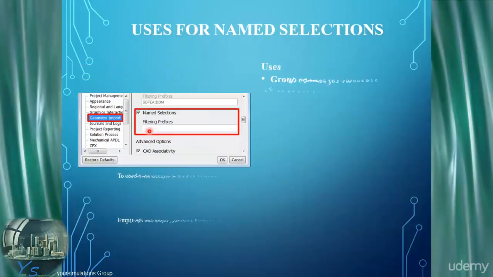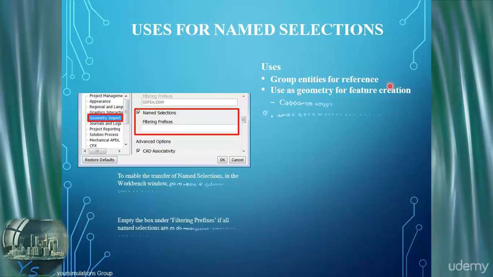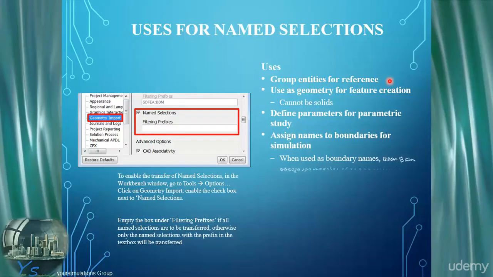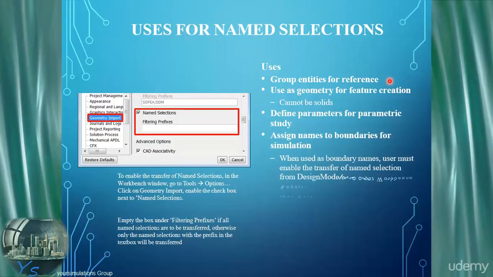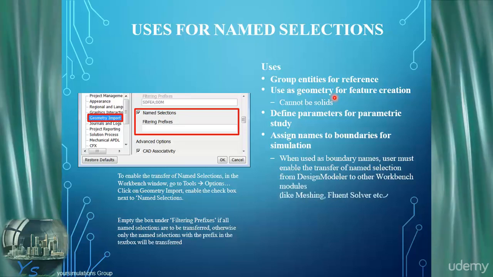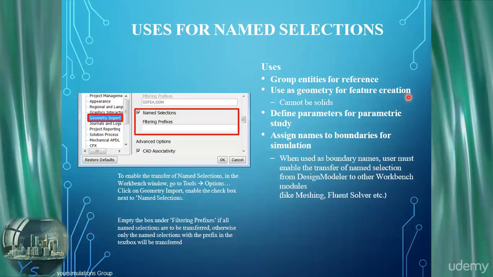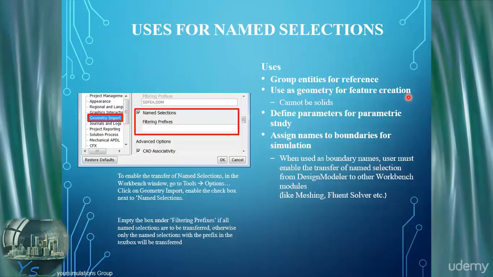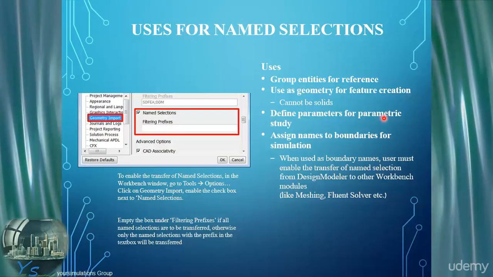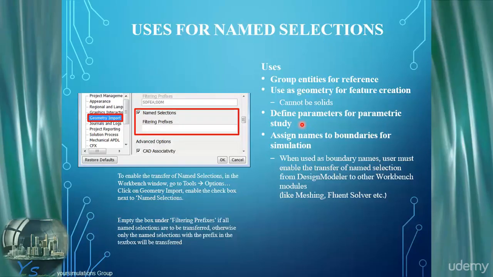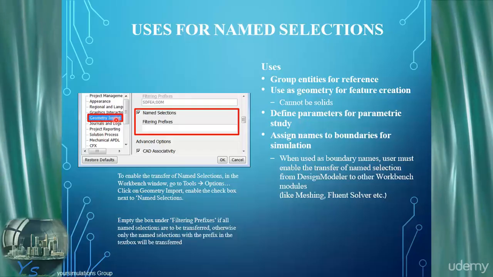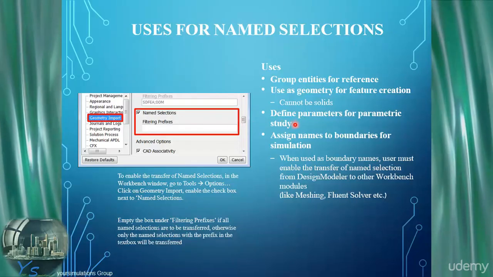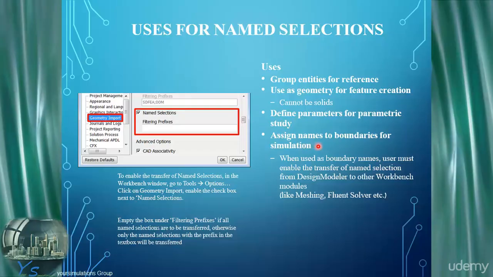So name selections, as I mentioned, group entities for reference and for management, for calling up for later operations. We can use them as a geometry for feature creation. For example, we can create an extrude operation based on a name selection as a source. We can also define parameters for parametric studies based on the name selection. So that can be a useful source for parametric studies. And we can also assign names to boundaries for the simulation.